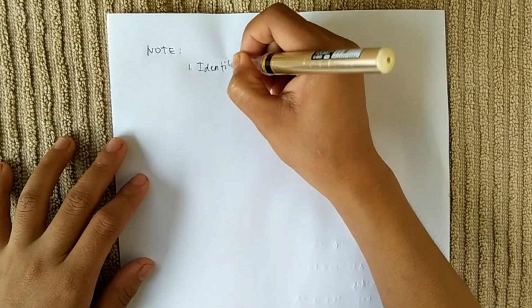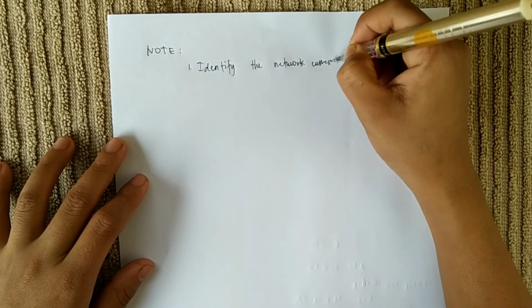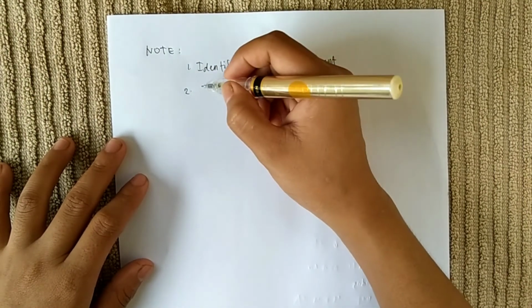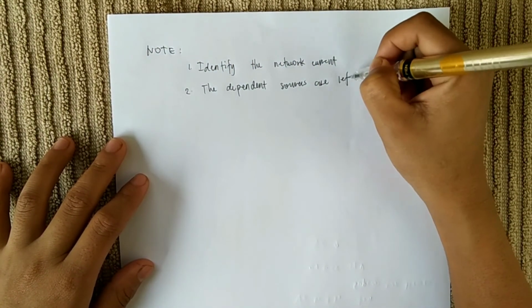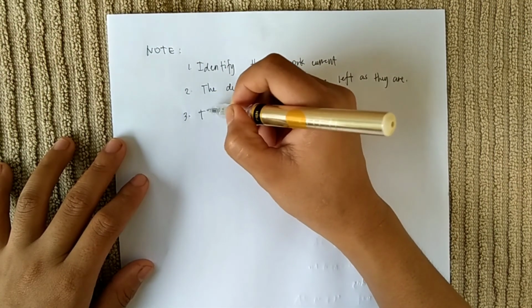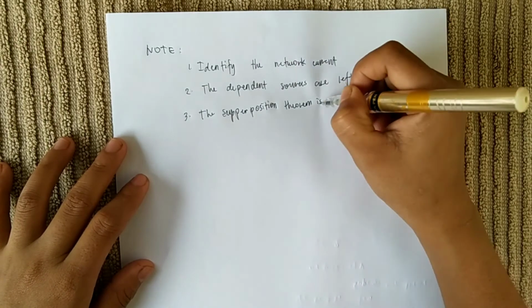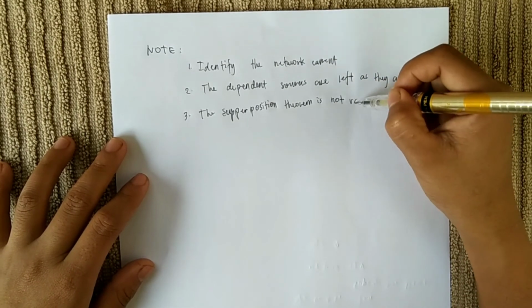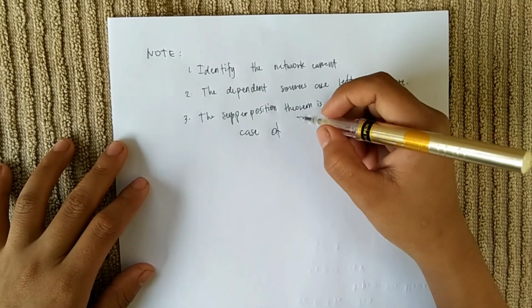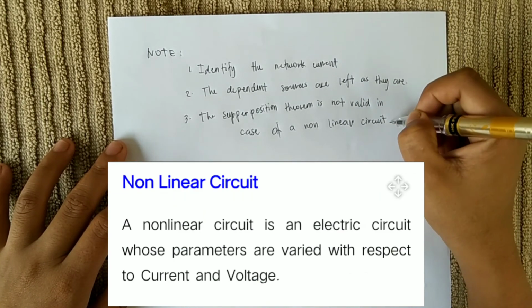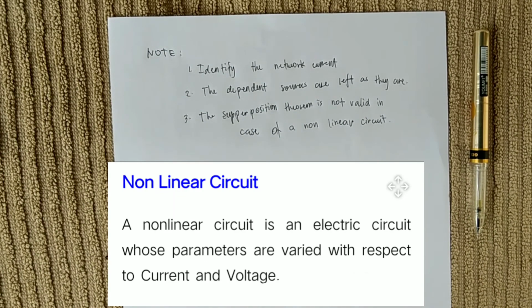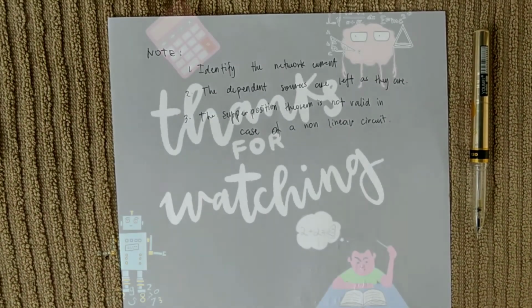And we have another reminder for the superposition. First, identify the network current. We should not forget to identify if the network is dependent or independent. Second, the dependent sources are left in. So the left side are the dependent sources. And last, the superposition theorem is not valid in the case of a nonlinear circuit. A nonlinear circuit is an electric circuit whose parameters vary with respect to current and voltage. So it is valid only for a linear circuit.